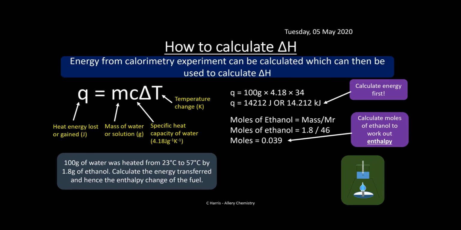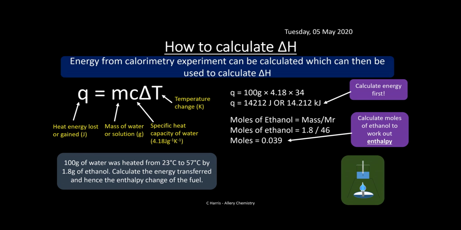So moles is mass over Mr. And we know that we've used 1.8 grams of ethanol, because that's the mass. And the Mr of ethanol is 46, and obviously you'd use your periodic table to work that out. And the moles is 0.039. So this is the number of moles.